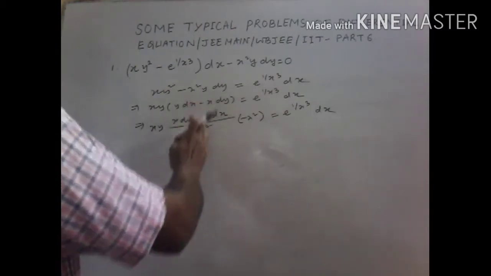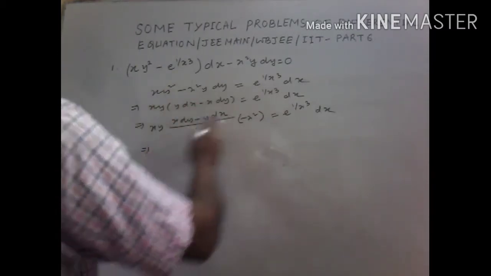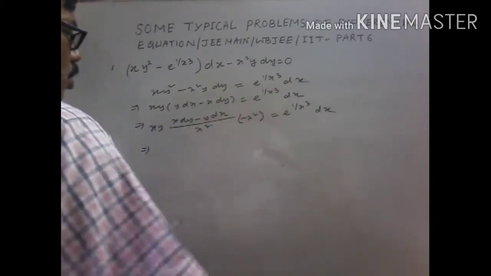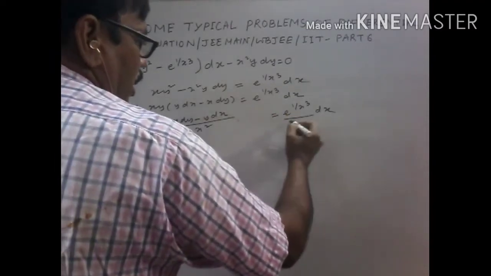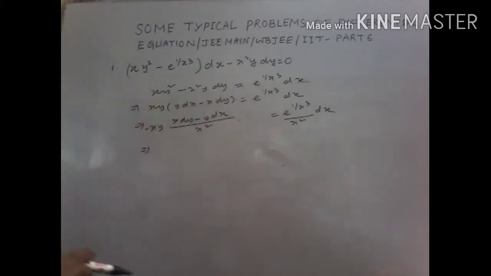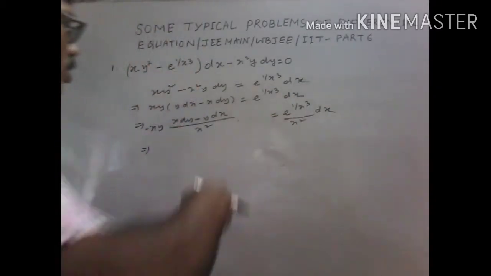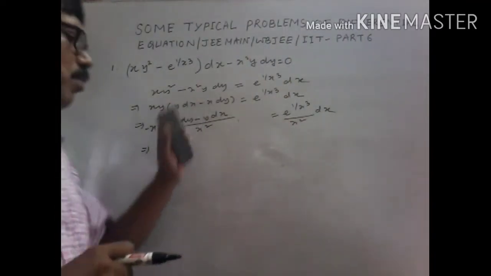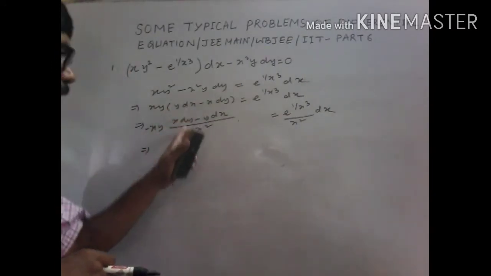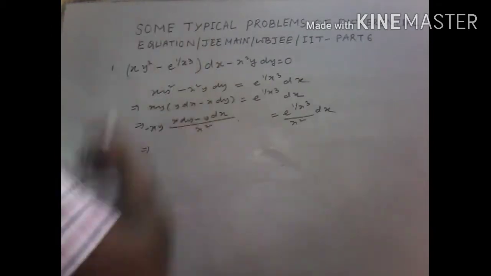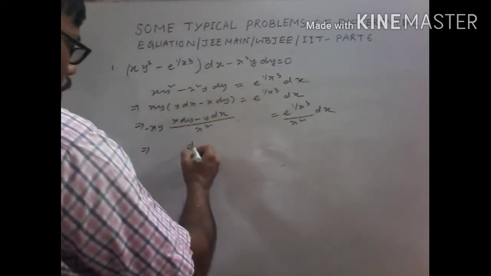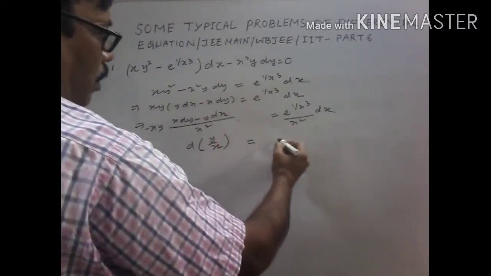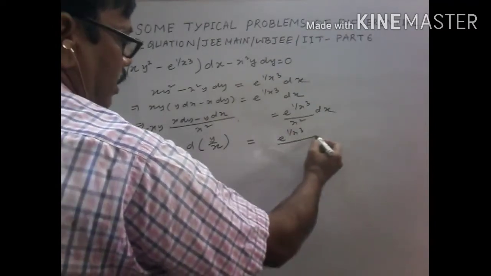So dividing by x square we get this, because this one is a function of x, so we are dividing throughout by x square, or you can write x square here. So here putting minus 1 because it is a function of x. Because if you divide by y square, then you also get a formula. This is y by x, otherwise it will be x by y. So this is d of (y by x) e to the power 1 by x cube x square.